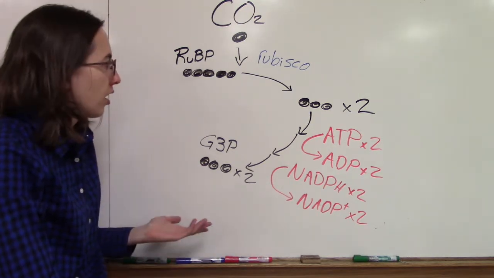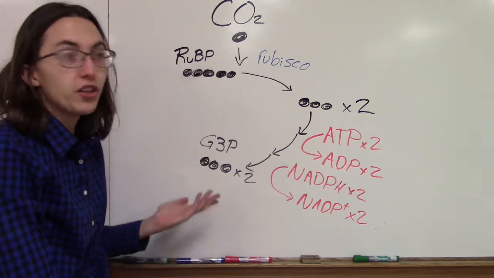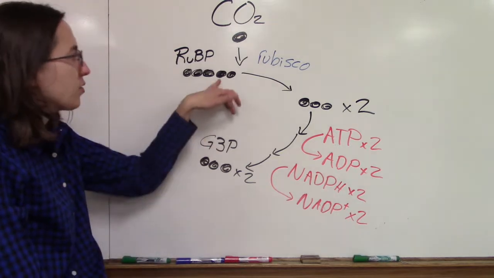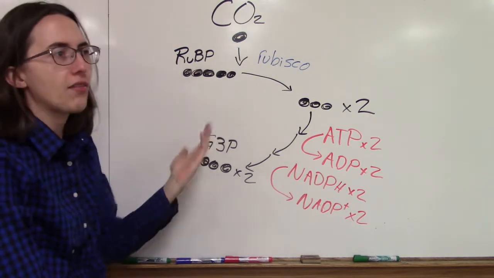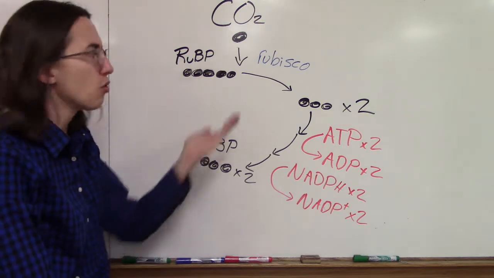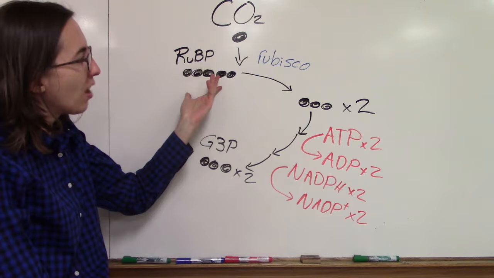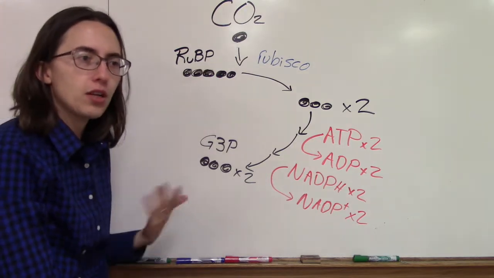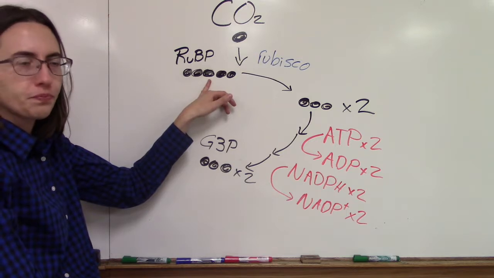And that's great. Doesn't it seem like we should just stop there? Well, no, we're not going to stop there, because where did this RuBP come from in the first place? We can't just have an infinite supply of RuBP. It's already a sugar, so it had to come from somewhere. So the Calvin cycle, the cycling part of the Calvin cycle, is the part that regenerates this RuBP.